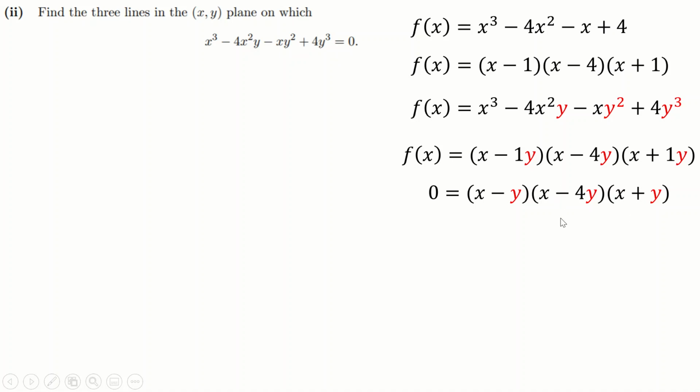This is what it is. But this is cool, right? Because these are 3 things that are multiplying to make 0. The only way to multiply stuff to make 0 is to have at least one of them be 0. So either x minus y is 0, or x minus 4y is 0, or x plus y is 0.